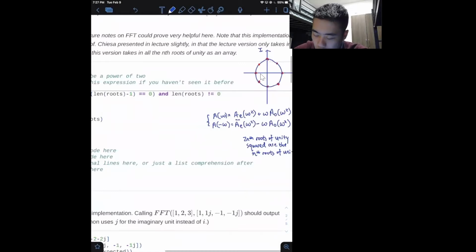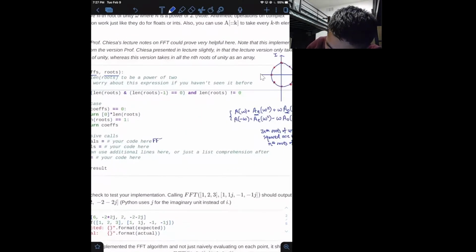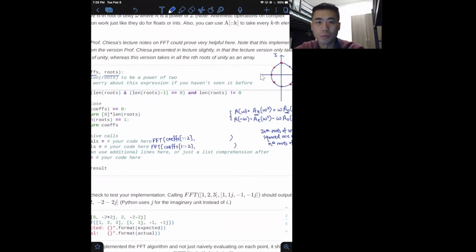And notice that we split into AE and AO, which represent the even and odd coefficients for our original polynomial, okay? So even evals is simply going to be a recursive call to FFT, passing in every other coefficient, and by doing so I'm only passing in the even coefficients into my even recursive call, okay? And similarly, for the odd evals, I'm also going to pass in every other coefficient, but starting from the coefficient at index 1, and in doing so, I only pass in the odd coefficients from my original polynomial, okay?